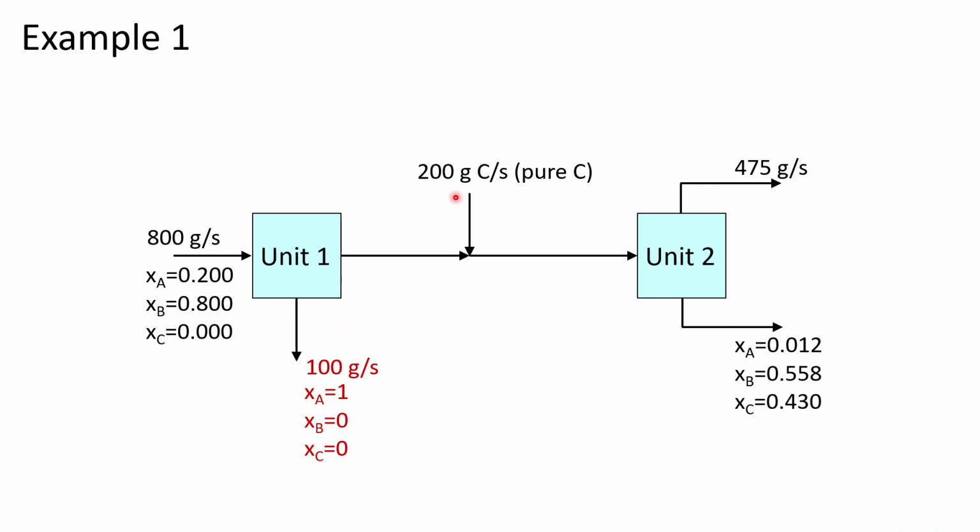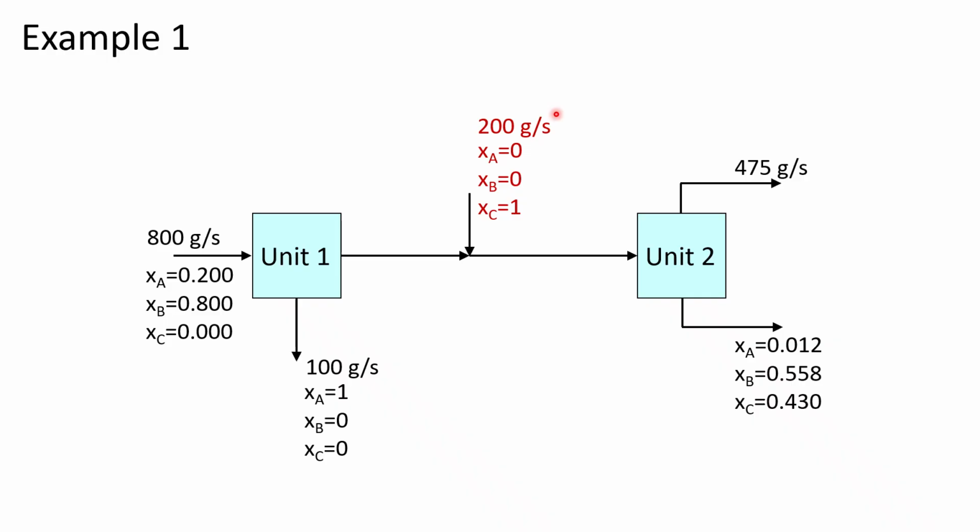Let's move on to this stream that's introduced at the mixing point and is mixed with the second product stream from unit 1. This stream, we're told, has a flow rate of 200 grams per second of C, that it's pure C. And so like the bottom product from unit 1, we're going to label it as having a mass fraction of C of 1 and the other two mass fractions being equal to 0.